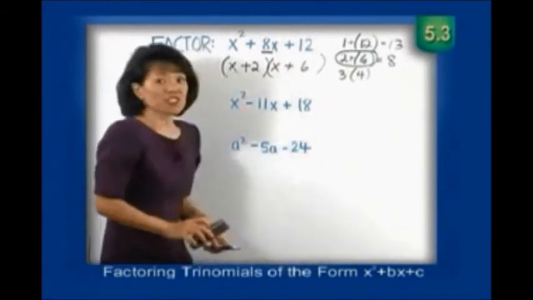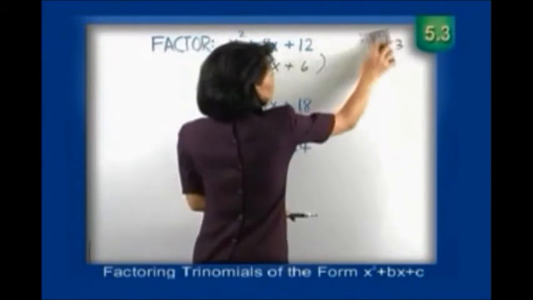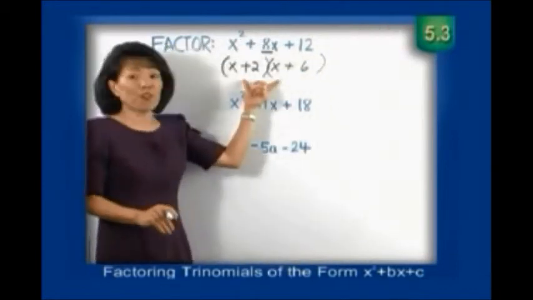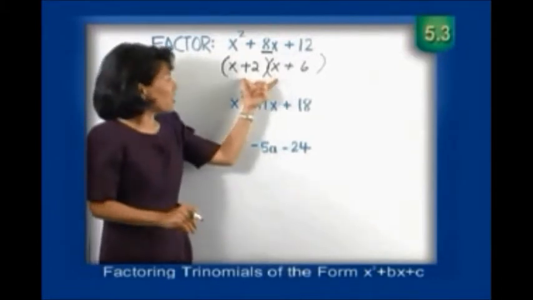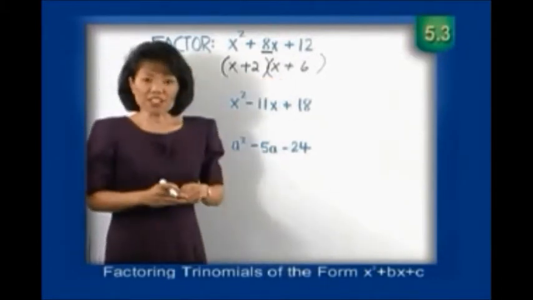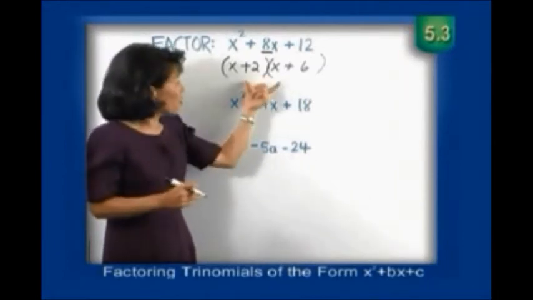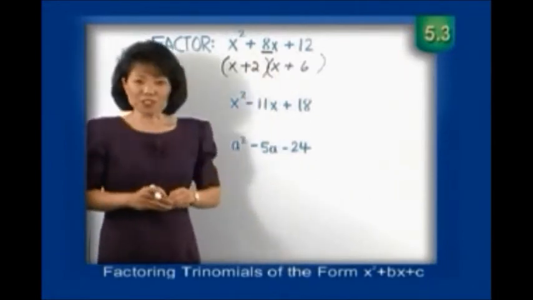Now to check to make sure that you did this work correctly, all we have to do here is to use the FOIL method. So you can check and you can be assured that your factoring is correct by taking 1 extra minute to check to make sure that this product equals the original trinomial.